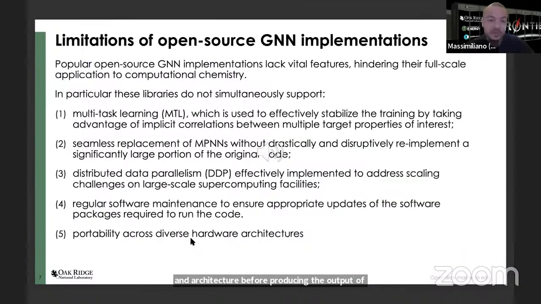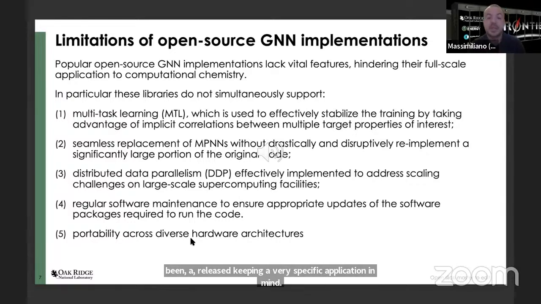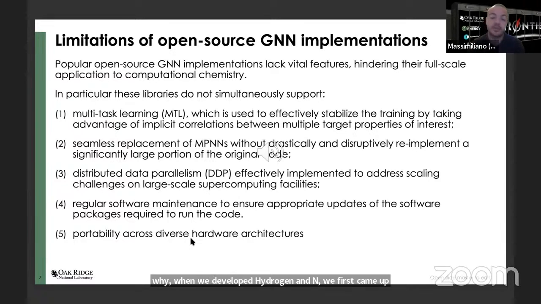There are several open source implementations available, and so how to choose one rather than the other? Well, many implementations available open source have been released keeping a very specific application in mind. So their applicability is somewhat narrow. And this is why Pei Zhong and I, when we developed HydrogenNN, first came up with a list of core capabilities that we thought would be extremely useful for a flexible open source tool to maintain.